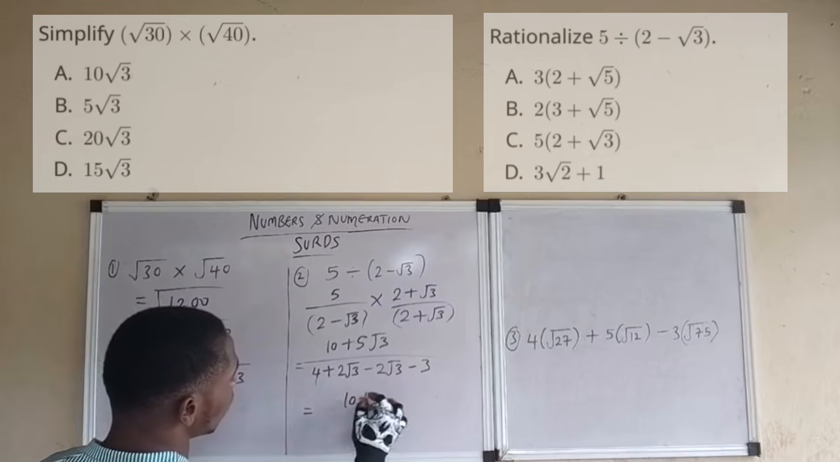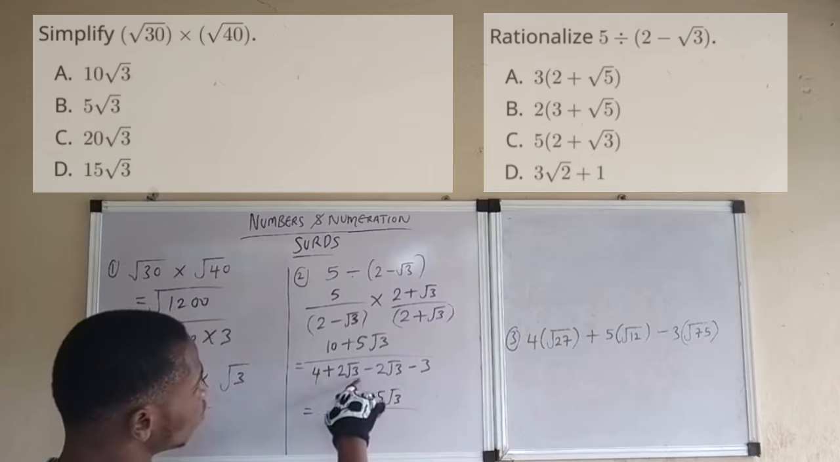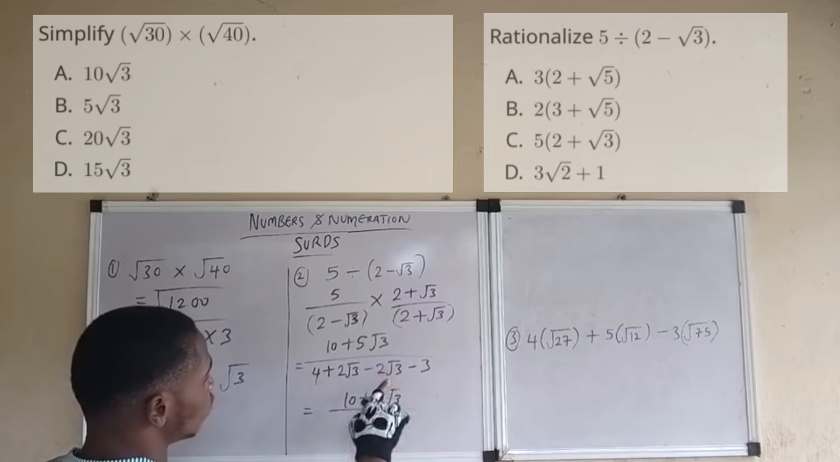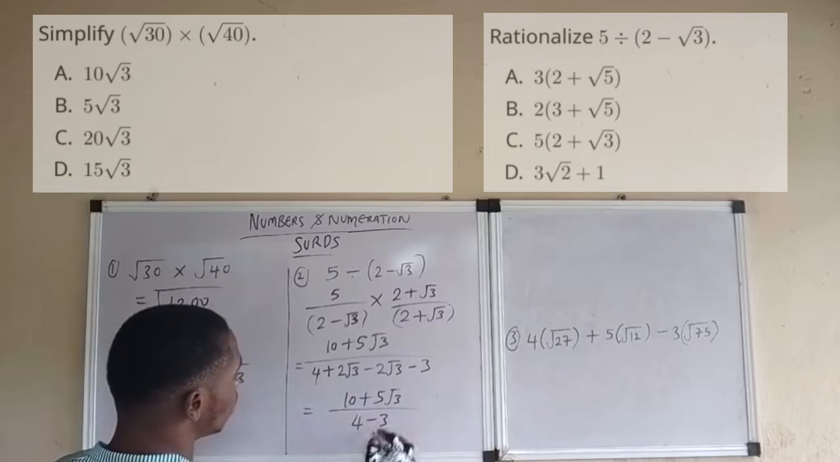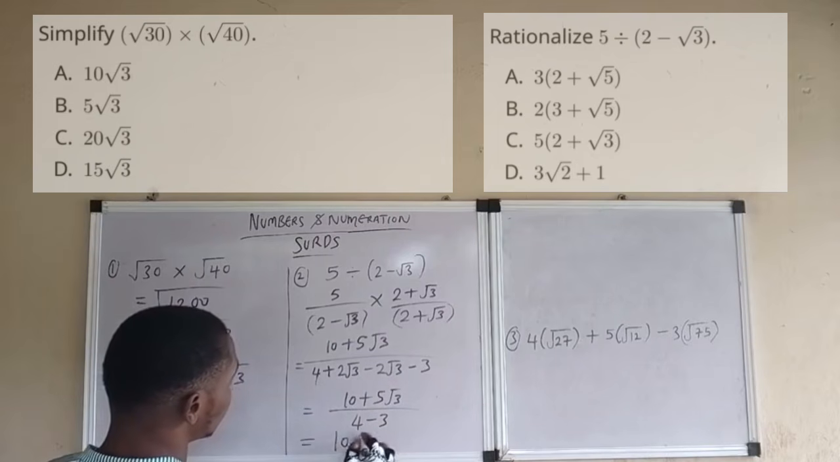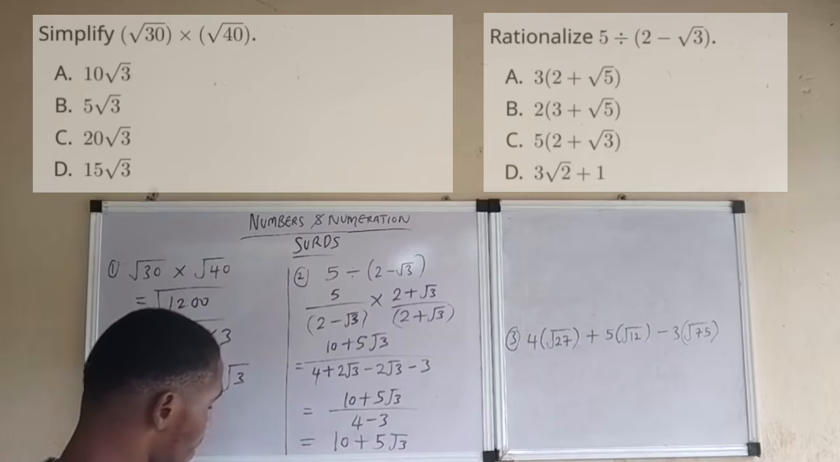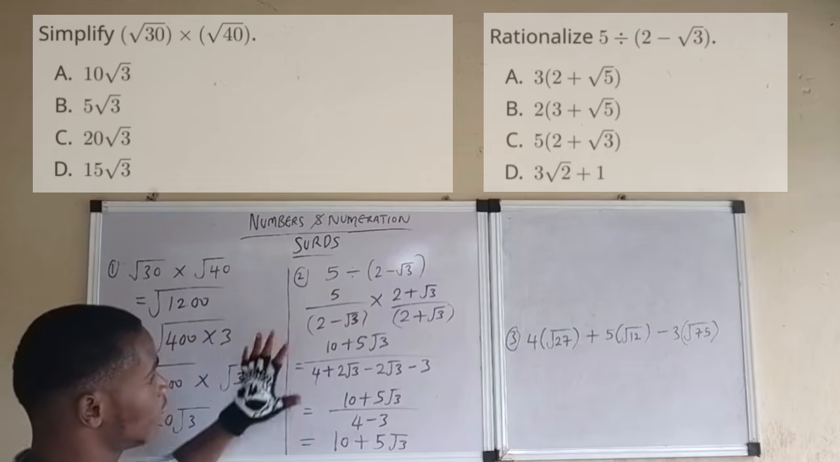Now, in the numerator, we have 10 plus 5 root 3. At the denominator, you have 2 root 3 minus 2 root 3. That's going to give us 0. So I'm left with 4 minus 3, and that's 1. So it means our final answer is going to be 10 plus 5 root 3. Okay? So that's how you rationalize and simplify a problem like this.